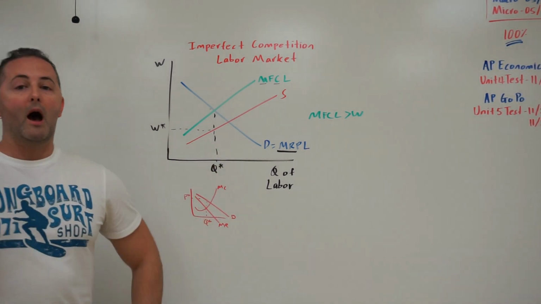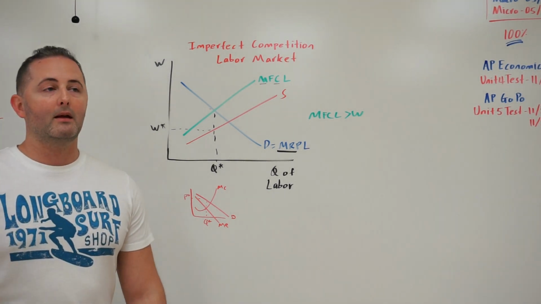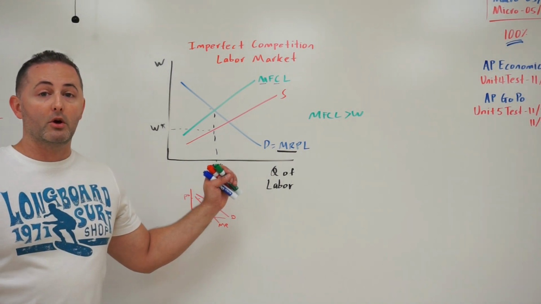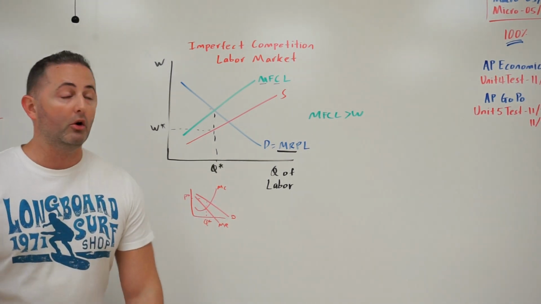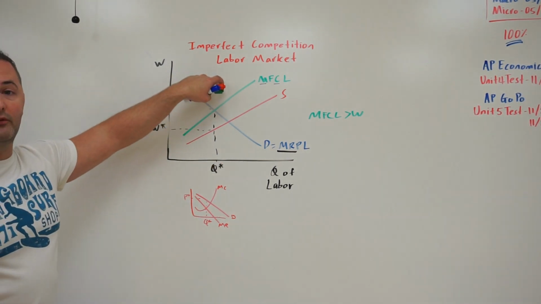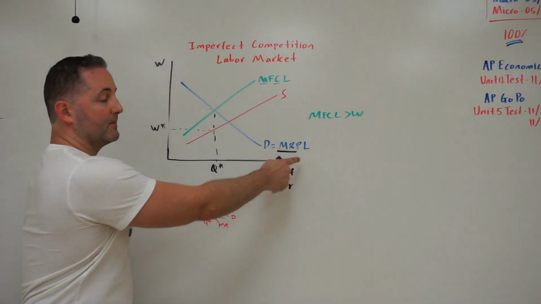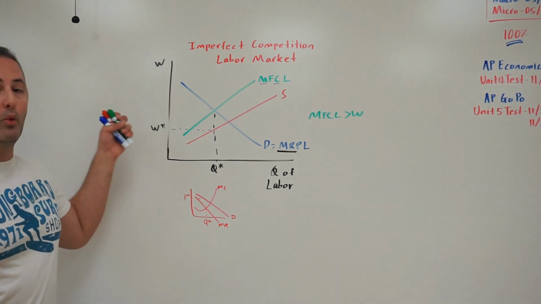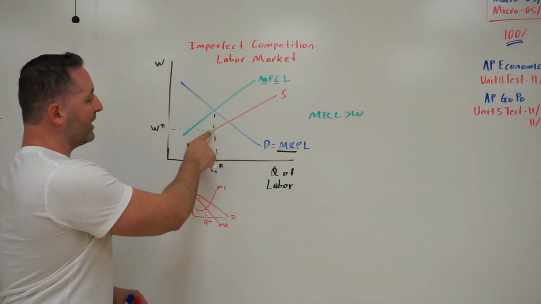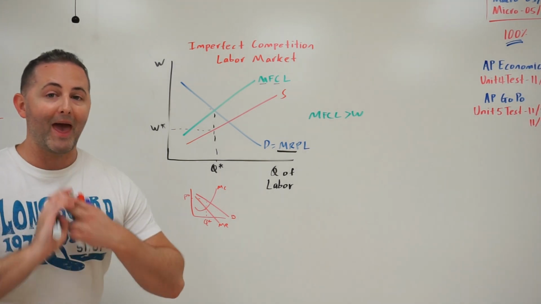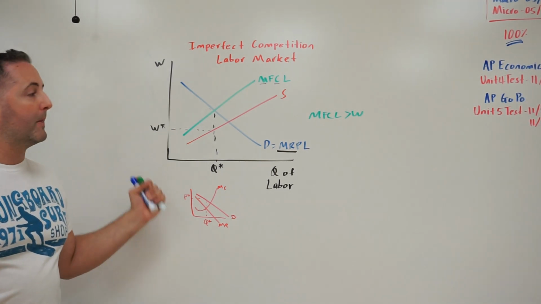And you know what? On the AP test, I actually went through and looked back at like seven AP exams. This is the question they ask about this market. So if you're freaking out about this market, don't. What you need to know is they're going to ask you one of two things. They're going to ask, what's the quantity? Quantity is when MFC_L equals MRP_L. Or they're going to ask you, what's the wage rate? And the wage rate is when you find that quantity, where does it intersect the supply curve? Those are the only two questions I have ever seen them ask about this model.